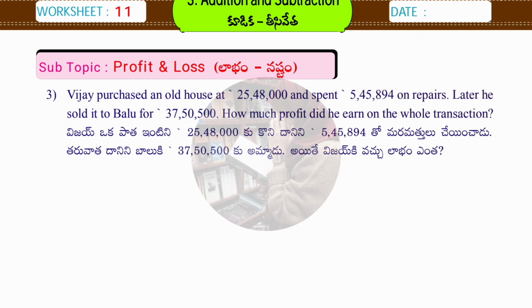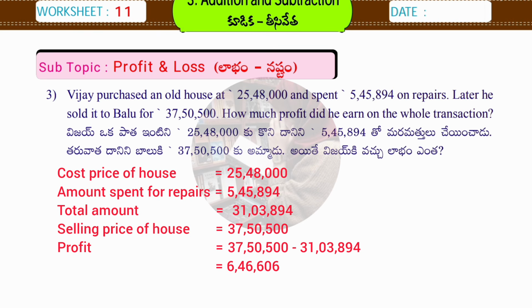Okay, guys, if you observe and understand this question, here Vijay has got a big profit. Let's see the answer. So cost price of house is 25,48,000. Amount spent for repairs is 5,45,894. So total amount is 31,03,894. Now he sold that house at 37,50,500. If you observe carefully here, selling price is more than the total amount, meaning the cost price.